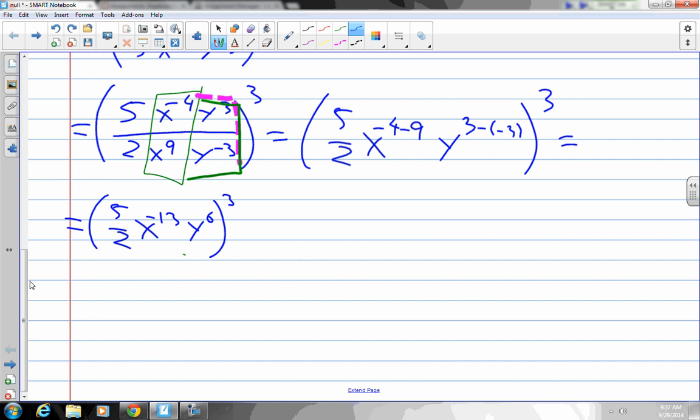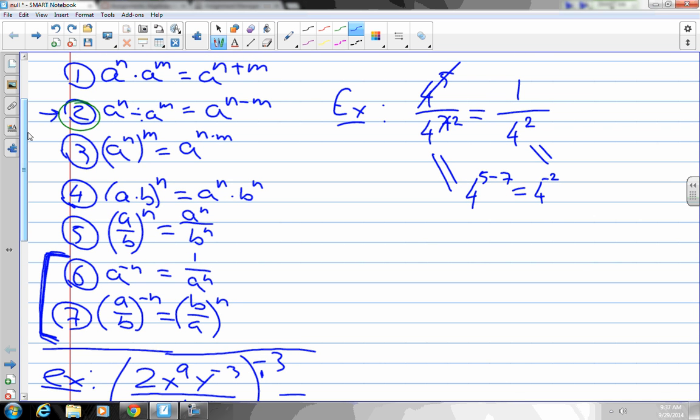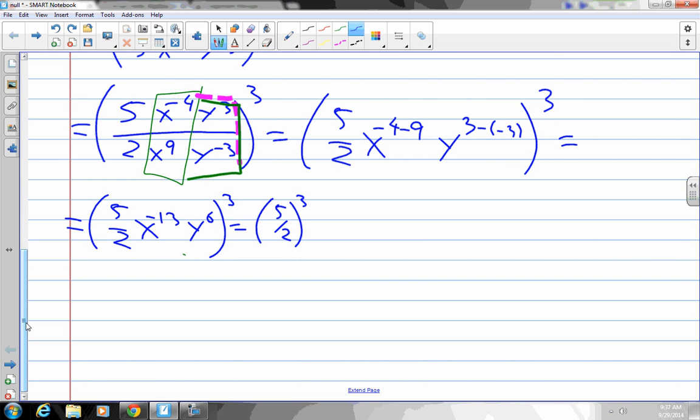All right, so let's cube this whole thing. Now remember, the cube will cube a fraction. It'll become 5 cubed over 2 cubed. So it will literally take a fraction and cube it. Now with exponents, what happens when you raise a power to a power? You multiply. So we need to multiply negative 13 by 3 to get negative 39. Right? You multiply negative 13 times 3. And we have to multiply 6 and 3. So that's y to the power 18.